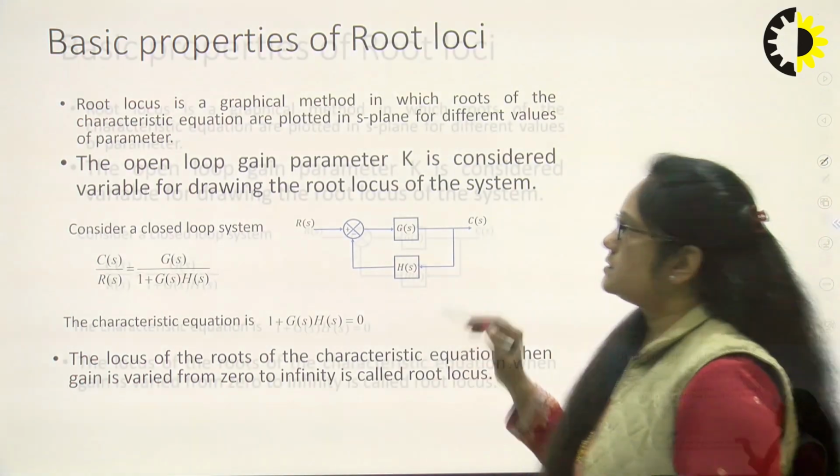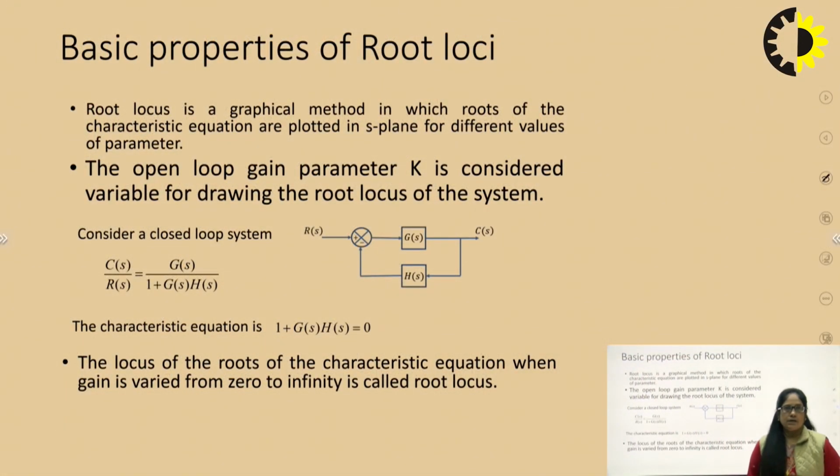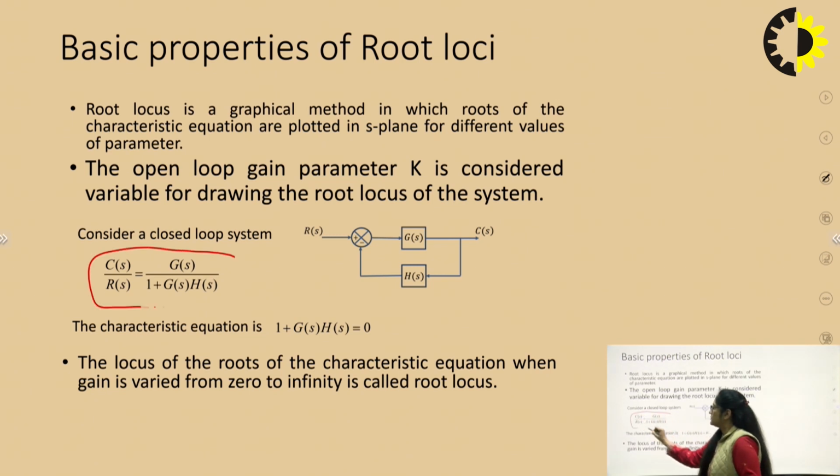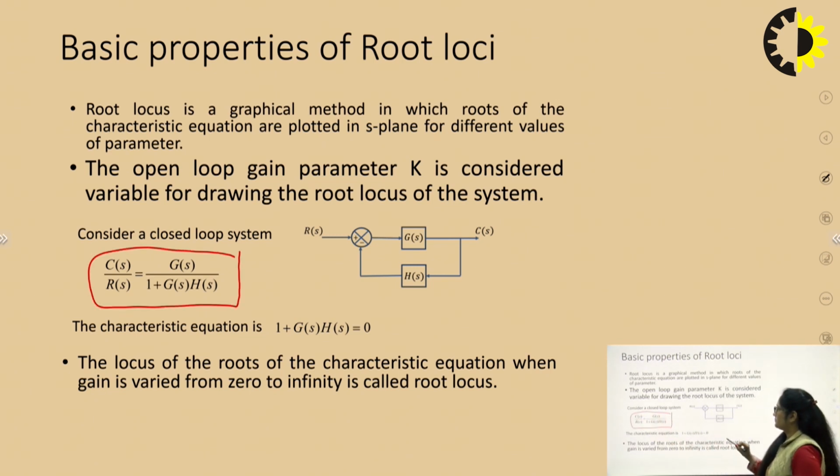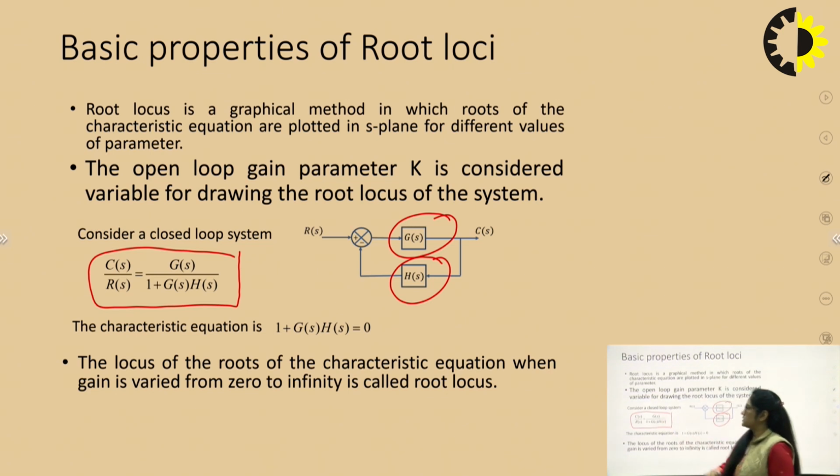Root locus is a graphical method in which roots of the characteristic equation are plotted in the S-plane for different values of the parameter. So what is a characteristic equation? This is the transfer function of a closed loop system. G(s) is the forward path transfer function, H(s) is the feedback, and therefore the closed loop system is G(s) upon 1 plus G(s)H(s).